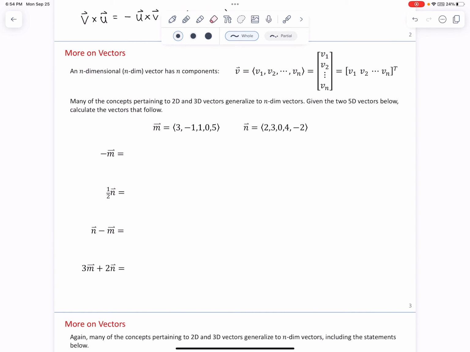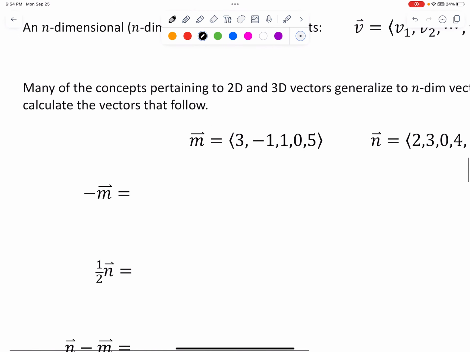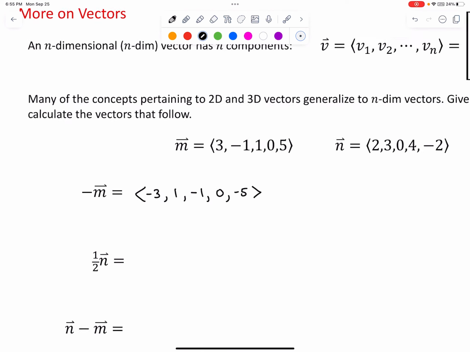Now, many of the concepts pertaining to 2D and 3D vectors generalize to n-dimensional vectors. Given the 2 5-dimensional vectors below, calculate the vectors that follow. So m is a 5-dimensional vector. If you want to do the opposite of m, then you simply distribute the negative through all the components. So change the sign of all components. So we'll have -3 instead of 3, +1 instead of -1, -1 instead of +1, 0 doesn't change sign, so it stays 0, and that 5 will become -5. And this is how we would calculate the opposite of the vector m.